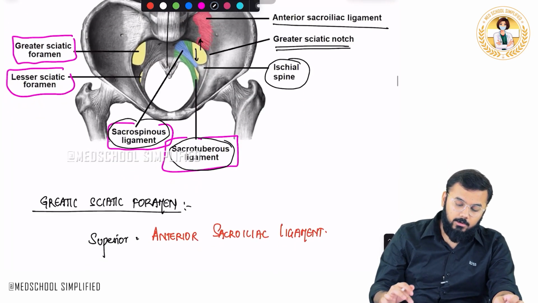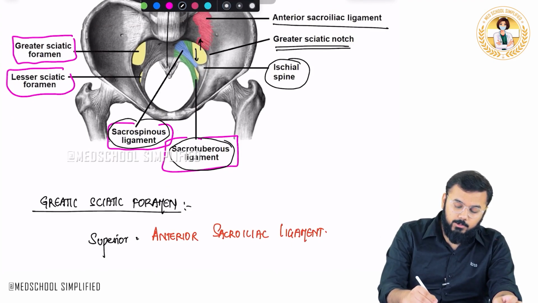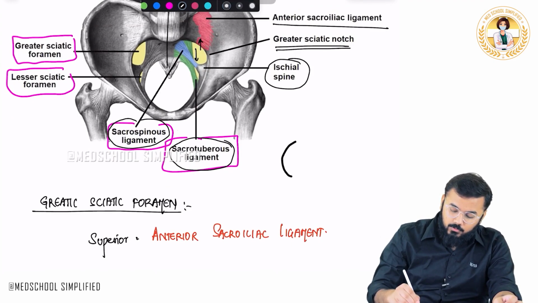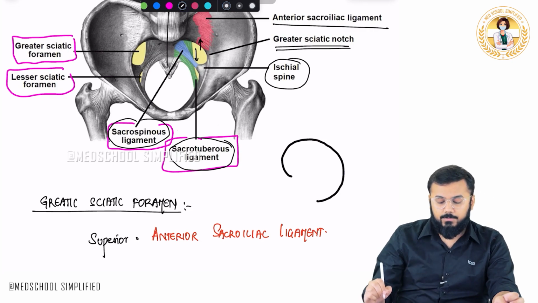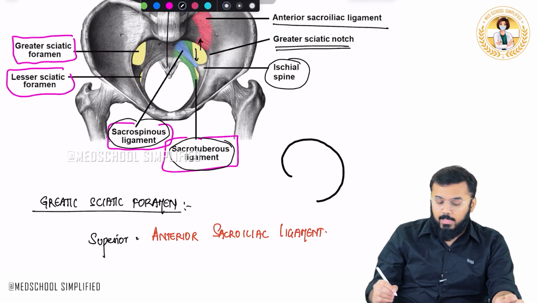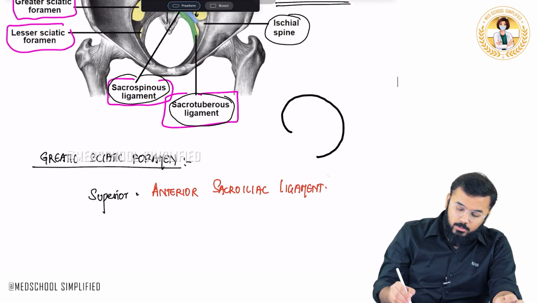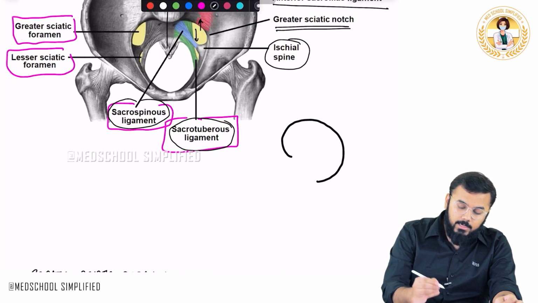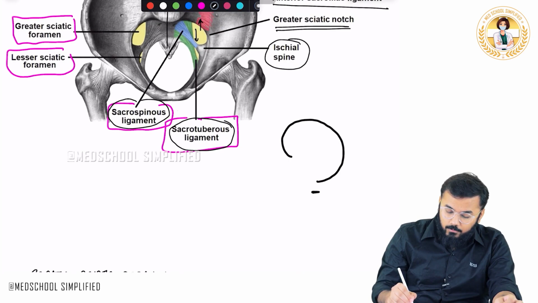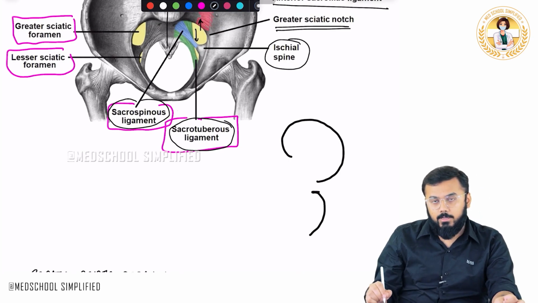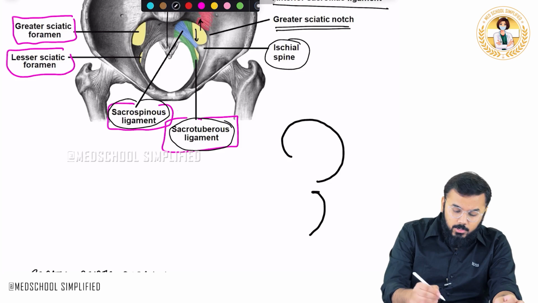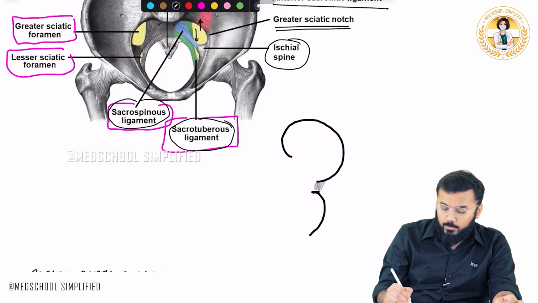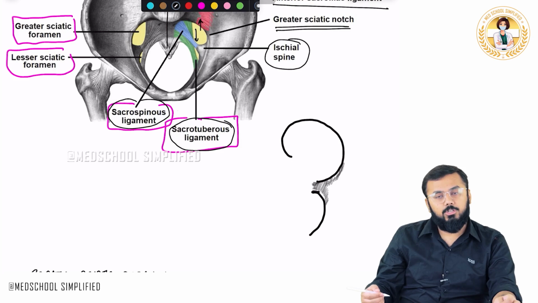So let me draw these things first, and then let me explain it to you. For example, this was your foramen like this. This is your sciatic foramen. Let me put these things a little bit down. The second important thing here is a spine. This particular spine which you are seeing here is called your ischial spine.